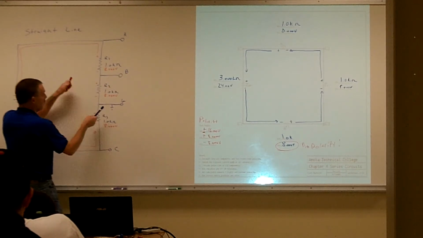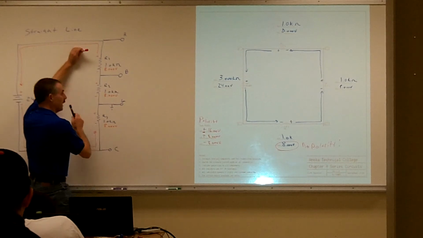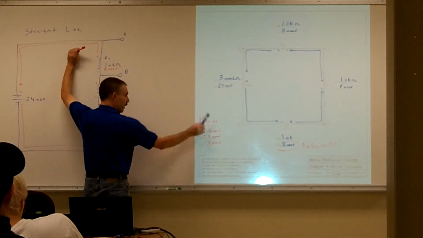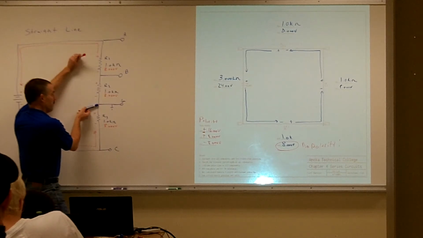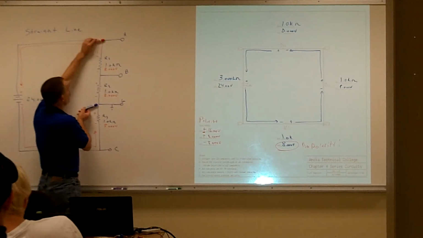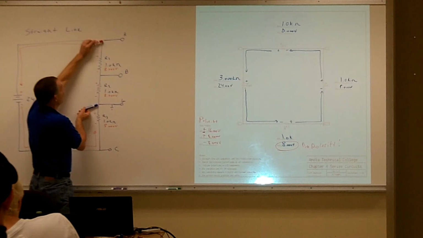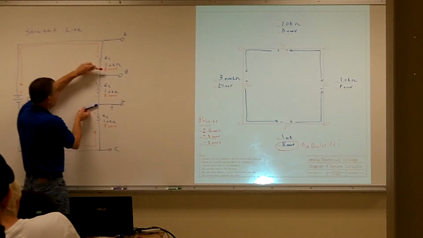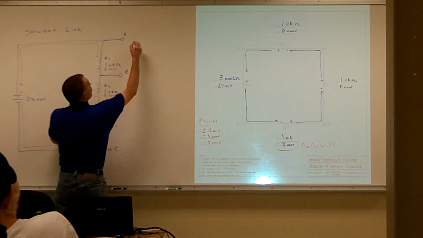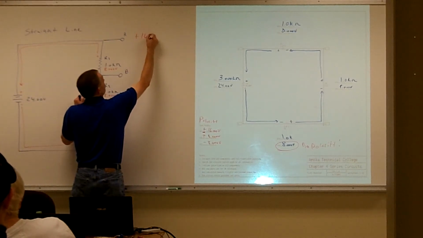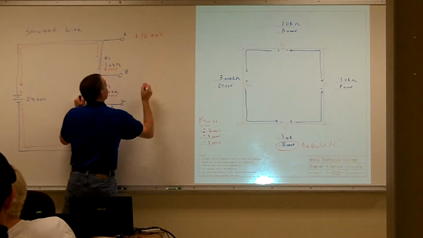If there's nothing telling me what the test points are, but I want to know what they are myself, I always just put my black lead on my ground, put my red lead on A, and add them up. I'm going to go positive 8 plus positive 8 gives me my positive 16 volts coming out of test point A.